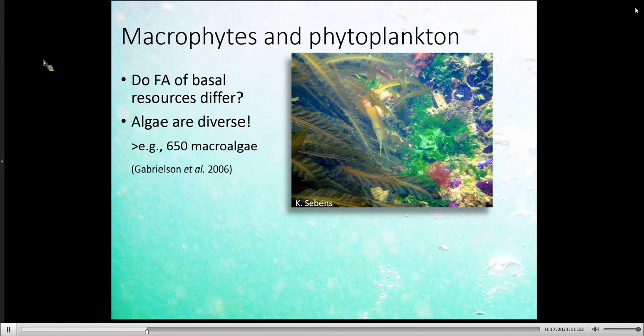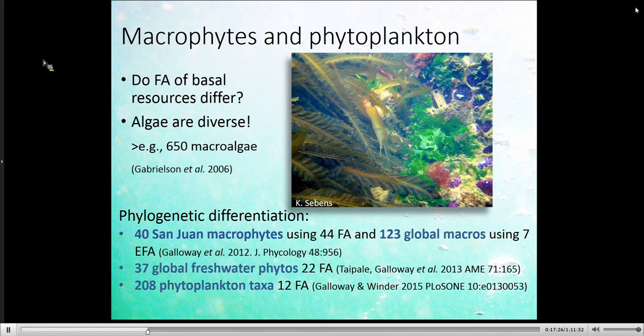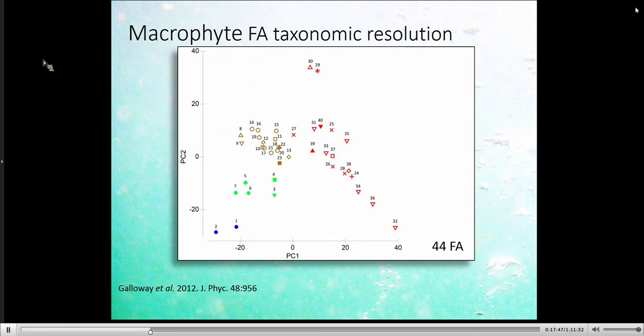So I'll just cut to the chase. I'm not going to show all these different results, but we've now worked on this throughout. I did a lot of this work in my postdoc phase, but we've looked at this for macrophytes, for phytoplankton that are in freshwater and marine and brackish habitats. Basically the take-home message is that there's very strong separation among the groups.